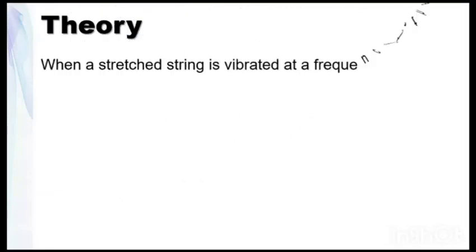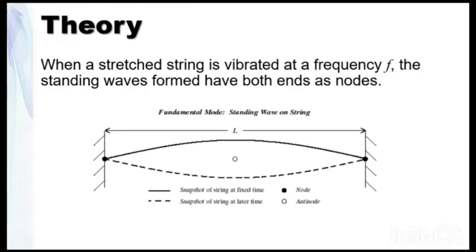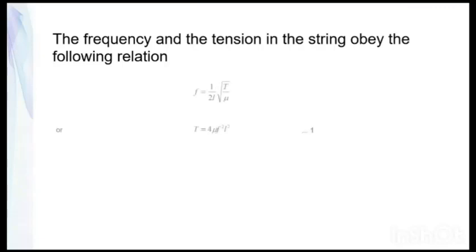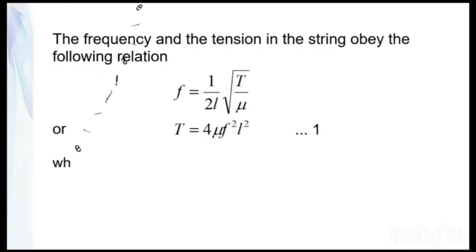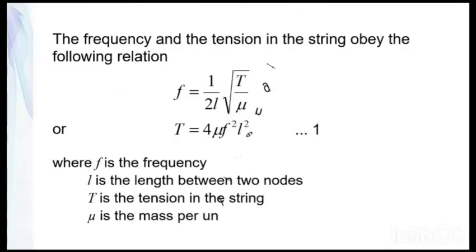When a stretched string is vibrated at a frequency, the standing waves formed have both ends as nodes. The frequency and the tension in the string obey the following relation in equation 1, where F is the frequency, L is the length between two nodes, T is the tension in the string, and mu is the mass per unit length.